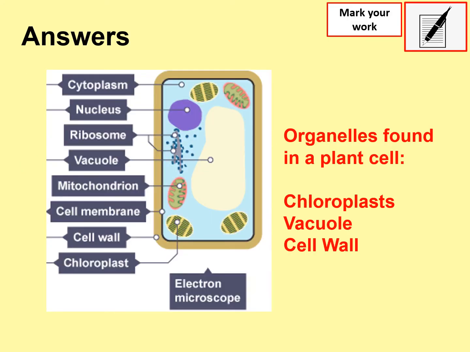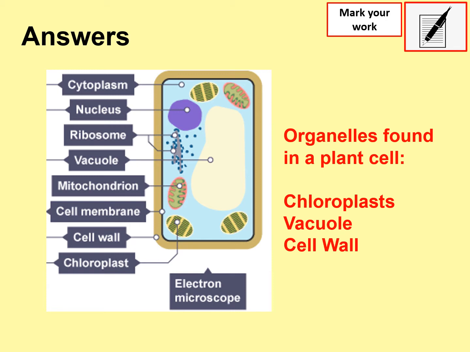Right guys, so if we go through the answers then please. So this is a plant cell in front of you. Hopefully you've managed to write this down. I'm going to go through all the labels with you. So we'll start at the top. The cytoplasm is the jelly-like substance that contains the nucleus, the ribosomes, the vacuole, the mitochondrion and the chloroplasts. The nucleus is the part that controls the functions of the cell. The next one is the ribosomes, and that's where proteins are made. The next one is the vacuole that stores cell sap.